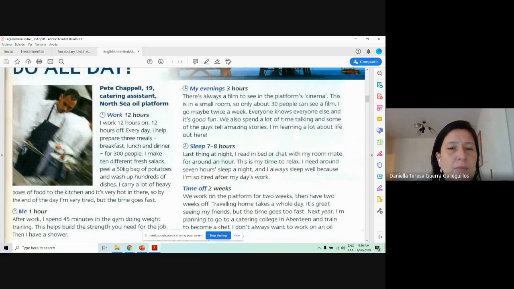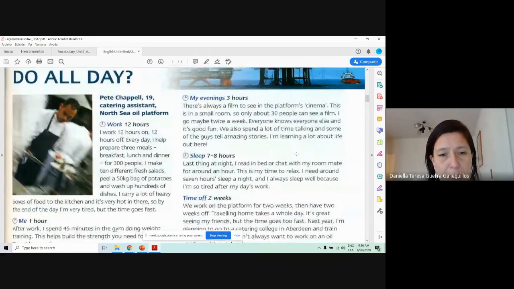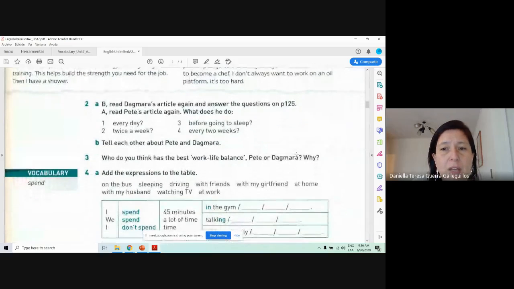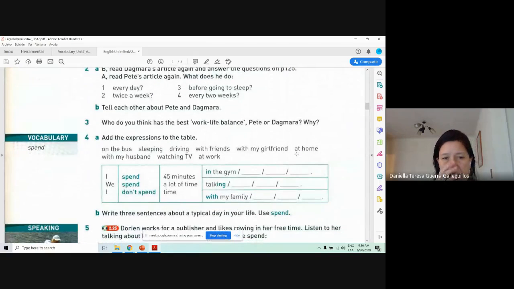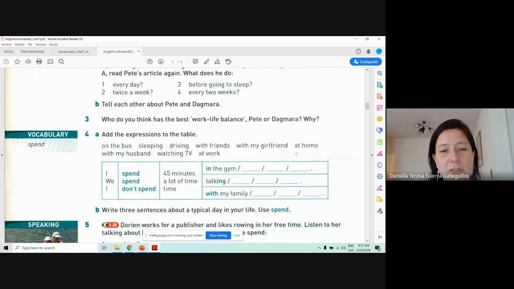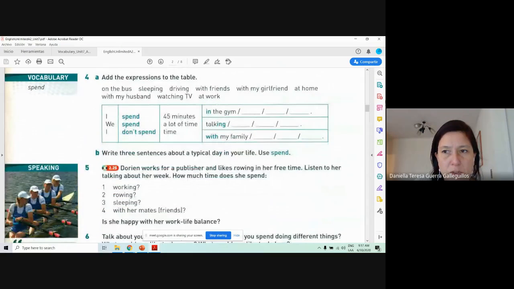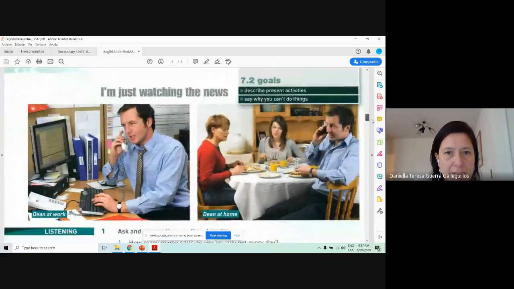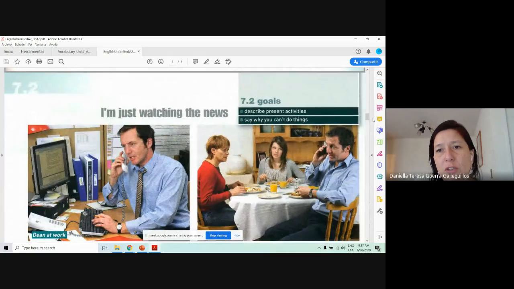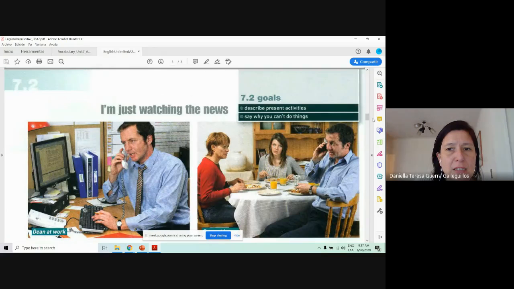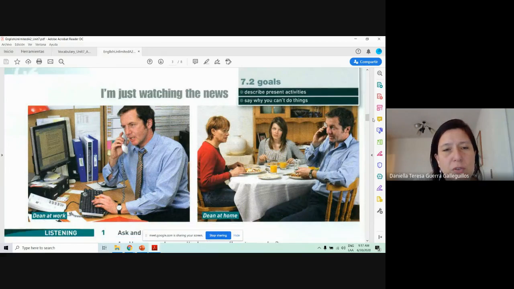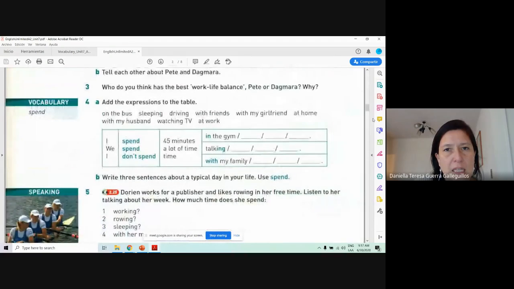So now that we have the information about Pete, the idea is that next class, we are going to be working with the expression spend, like I spend a certain time in the gym or doing an activity with ing or with some people. Then we are going to be doing another listening activity about Dagmara and her job and her occupation. So that will be for next class, plus 7.2, that is for describing present activities. Say why you cannot do things and the things that you are currently doing.